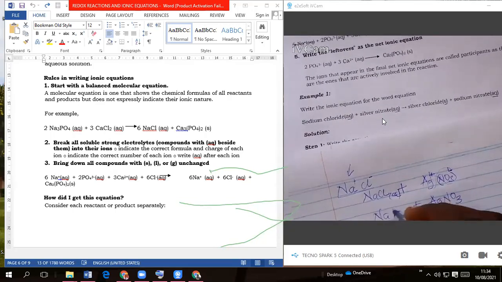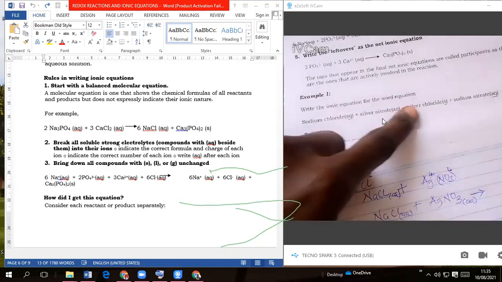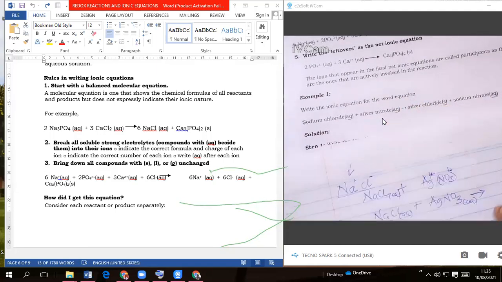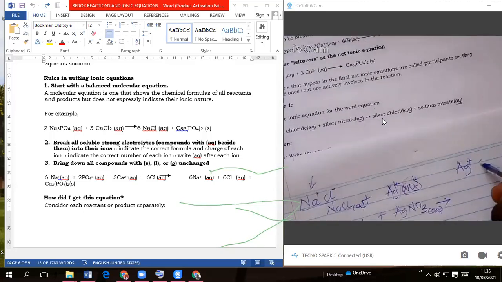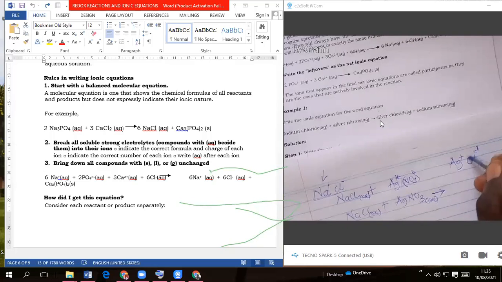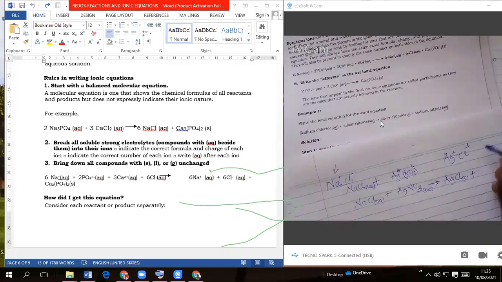sodium chloride, aqueous. The end product here is also aqueous. We shall form silver chloride, which is a solid. So silver is this, and then a chloride is also this. So when the two react, there is nothing they can exchange because the powers are the same. It will form silver chloride, which is a solid, plus sodium nitrate.